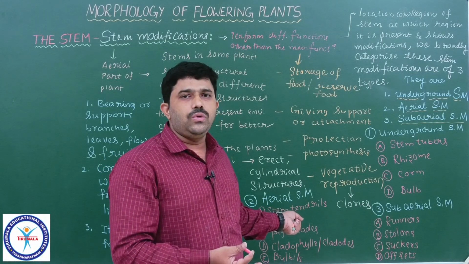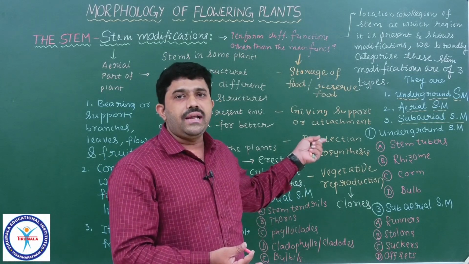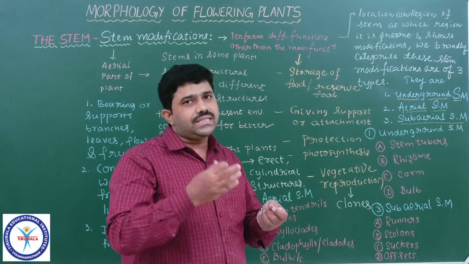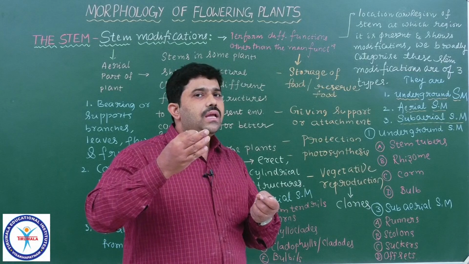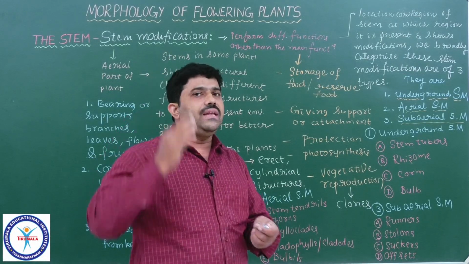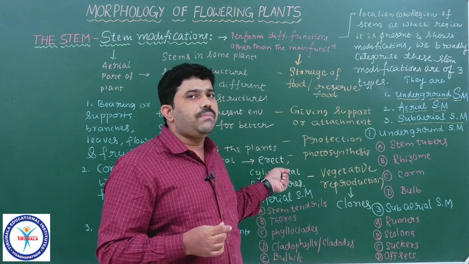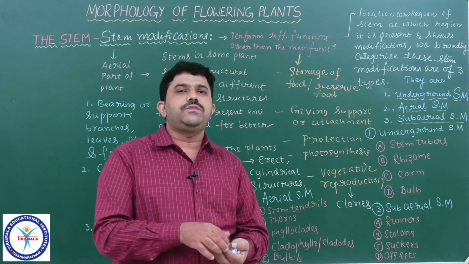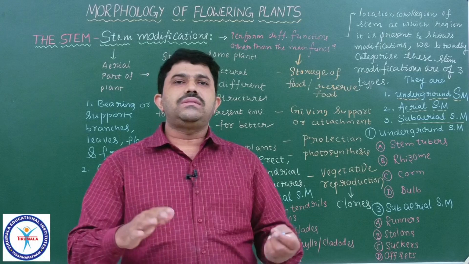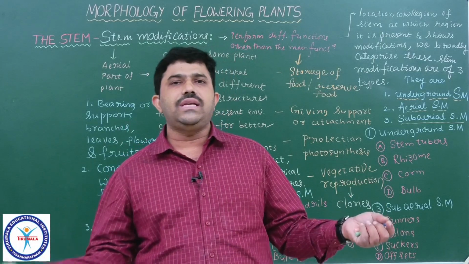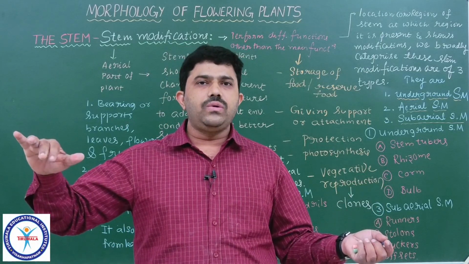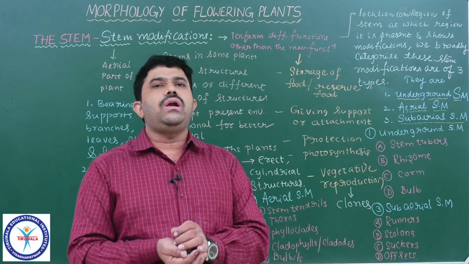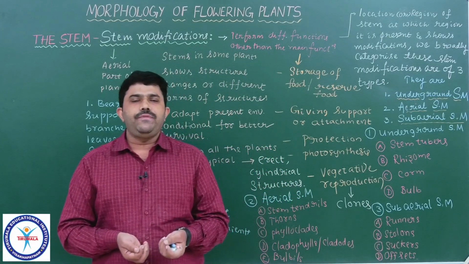In that only we see some modifications, which are called underground stem modifications. Some of the modifications are in the stem that comes out of the soil and has an aerial part; those are called aerial stem modifications. Subaerial stem modifications means stem parts like branches which come in contact with both the soil and the air, the outer environment. These 2 conditions are required to show these modifications, which are called subaerial stem modifications.